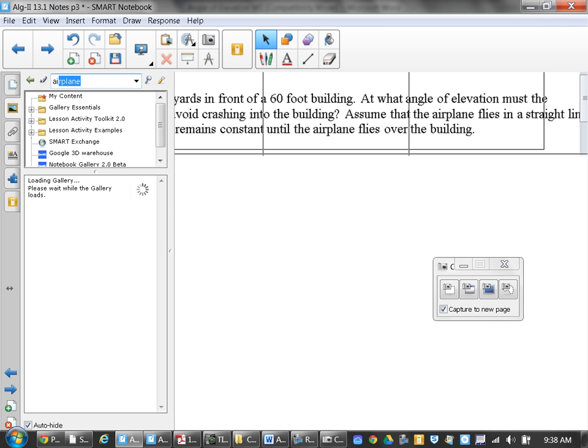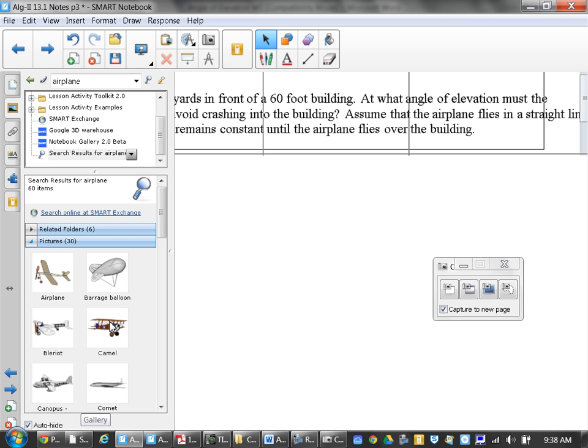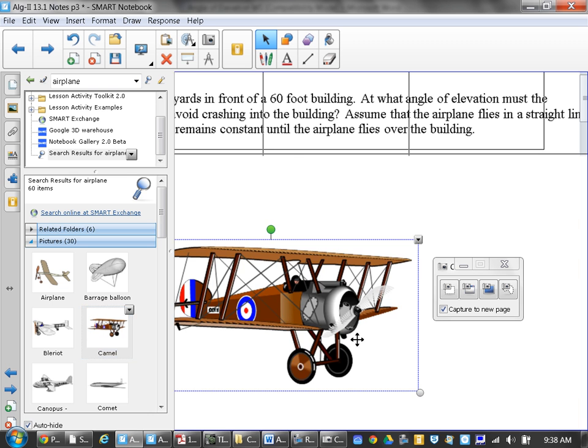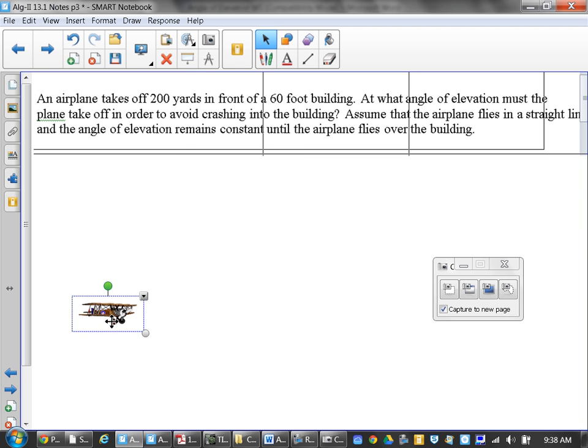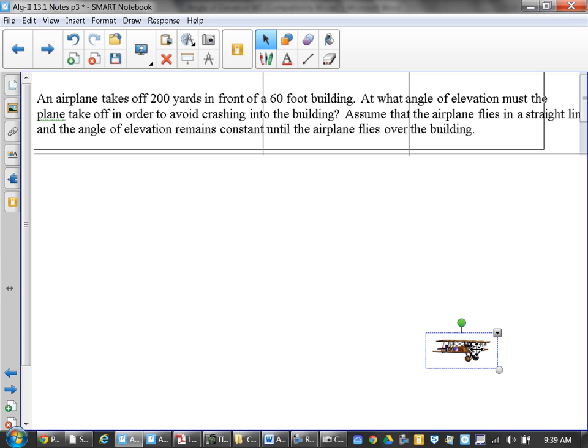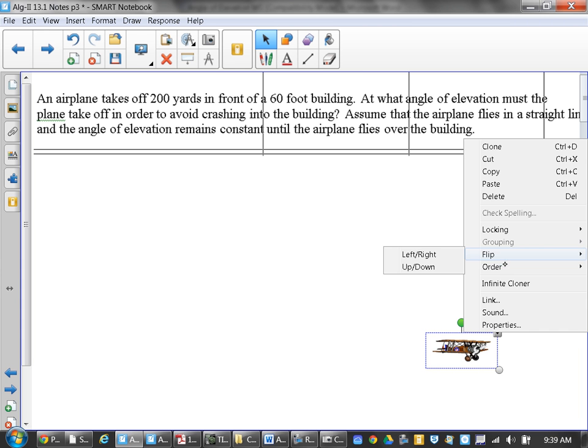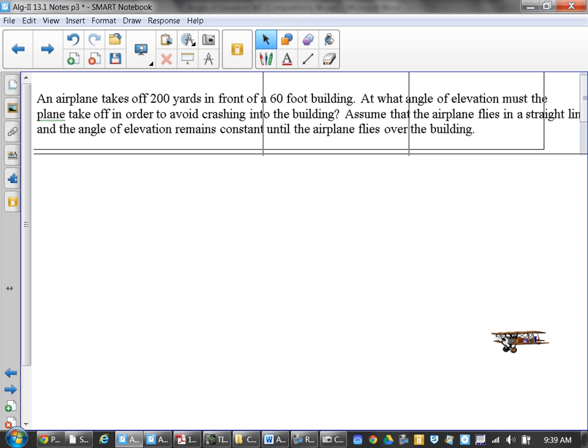Truck. I like a barrage balloon. Camel. Wait, why is that called camel? I don't know. Camel plane. So here's your airplane. I'll put them on the other side because it's easier for you to do. That's sweet. That's good.